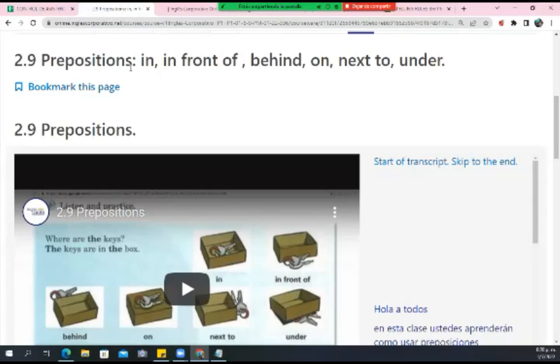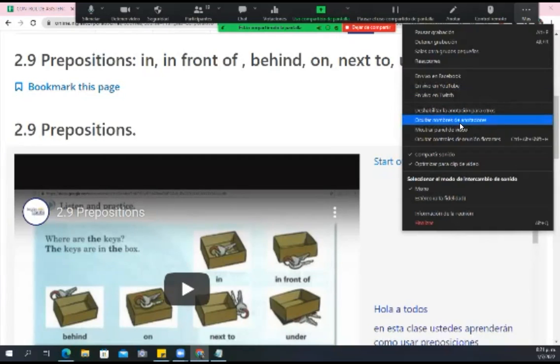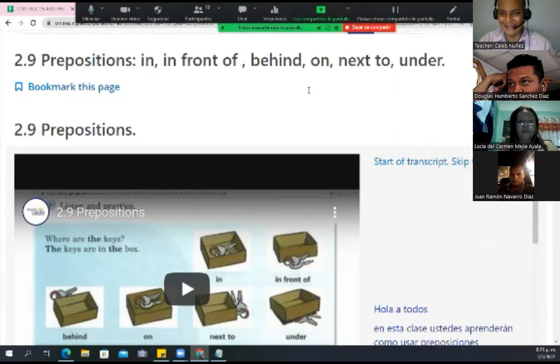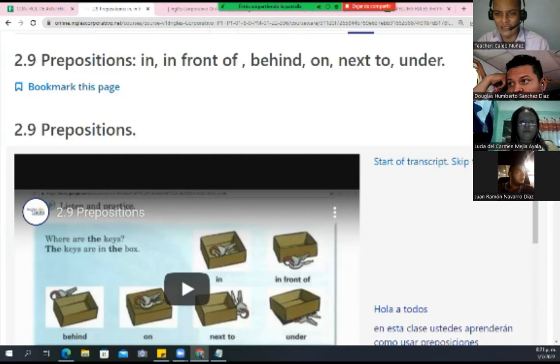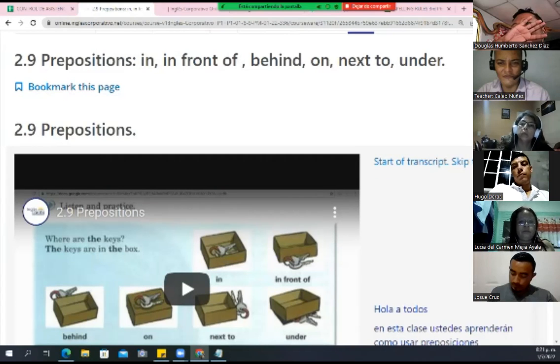So we have in. Repeat in. In. Repeat in front of. In front of. Very well. Yes, enfrente, ¿verdad? Justo enfrente de. Y damos el lugar, right? In front of.